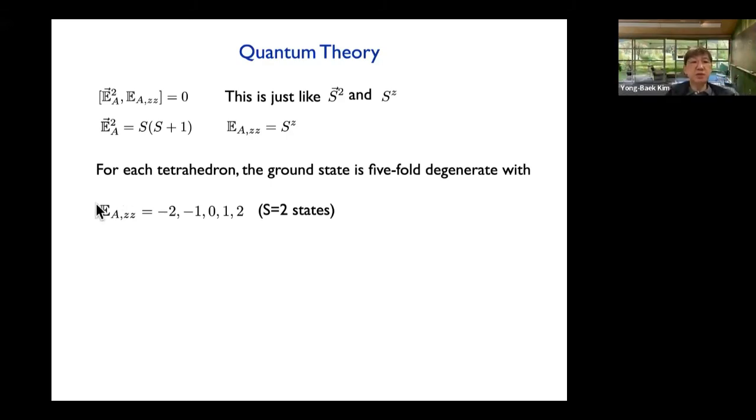So I have to put this electric field value, one of those values, in each tetrahedron. Then I have to tile the entire lattice in such a way that the Gauss law constraint is satisfied. It turns out that this makes up the ground state manifold. Maybe we can discuss this later.